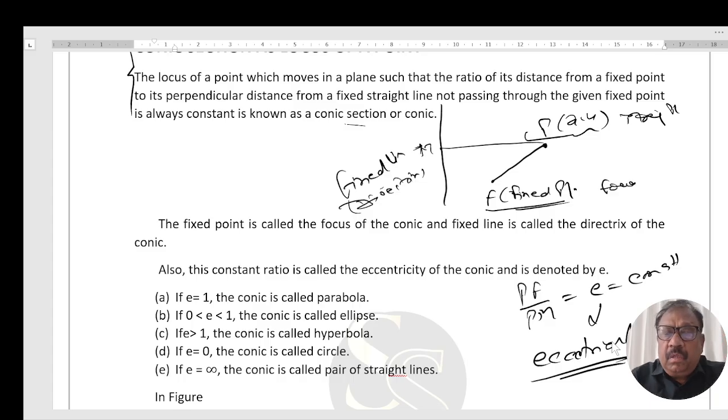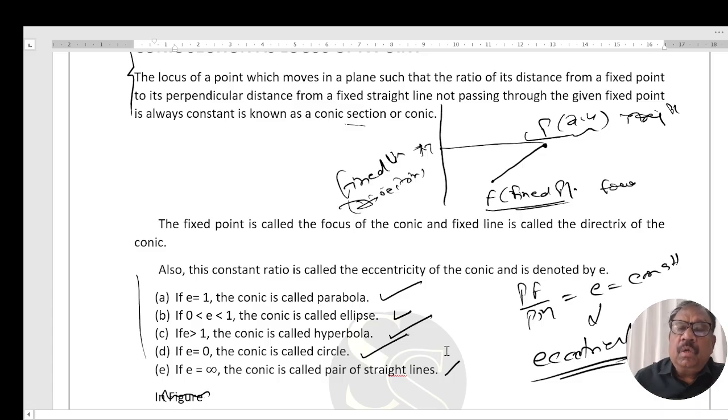If e equal to 1, the conic is a parabola. If e is in between 0 and 1, then the conic is an ellipse. If e is greater than 1, then it is a hyperbola. If e equal to 0, then the conic is a circle. If e equal to infinity, the conic section is a pair of straight lines. Right, this is all about the conic section, meaning the focus-directrix property PF over PM equal to e.